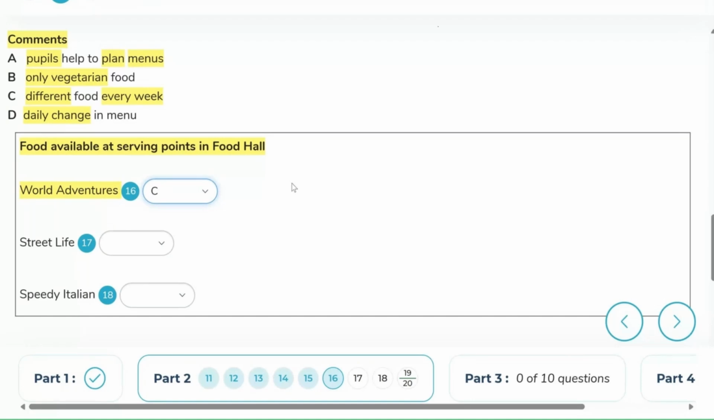See that? Each day. She did not say each week. All right. So those who've written C, be active and alert. Next is street life. Question number 17.